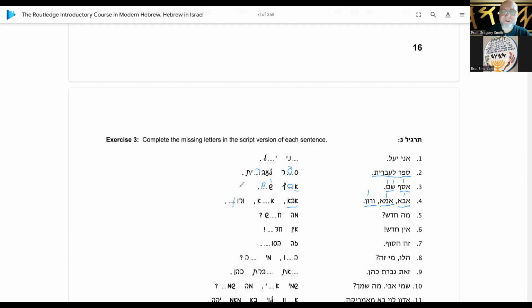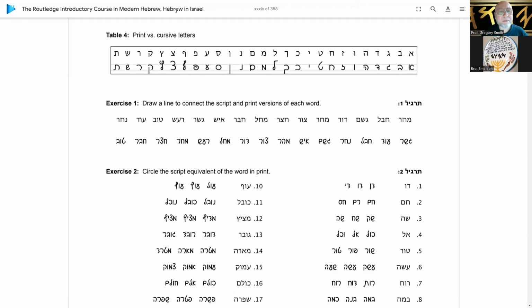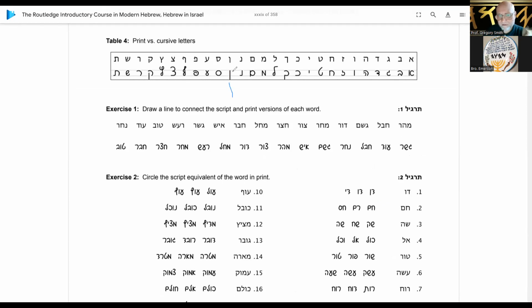So let's double check that real quick. We need the mem and the nun sofit. Okay, so yeah, I was right about that nun sofit. Look at that. It's just like a long straight line, straight down. So that's a nun sofit. Now their mem, remember, is almost like an English N. So mem, mem, mem. Okay, I think I might have that figured out.